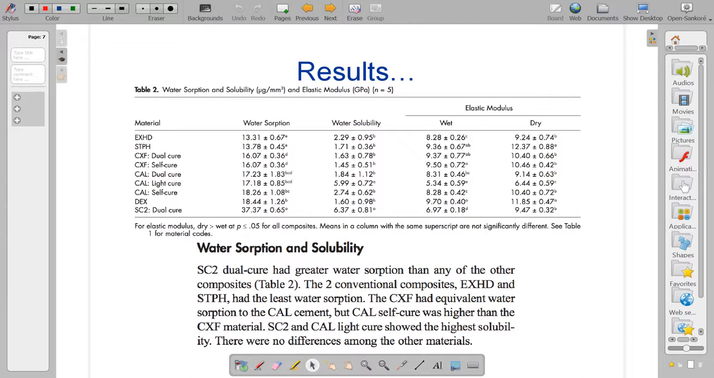And they present some results to us. So I've put the results up, and you can see this in the paper in front of you. You can download this paper also from the QM Plus site if you wish. They now have their sorption values and solubility values.